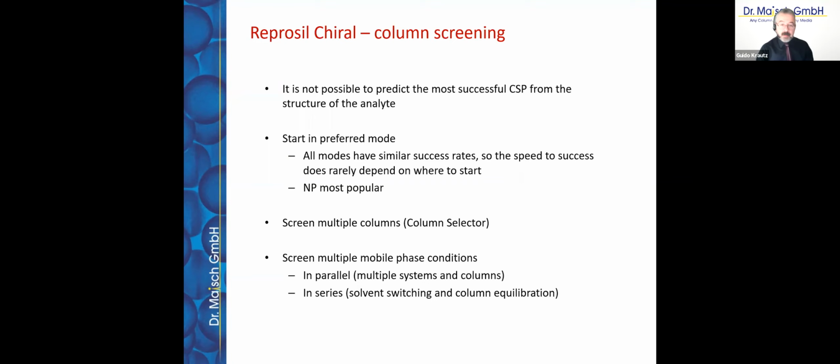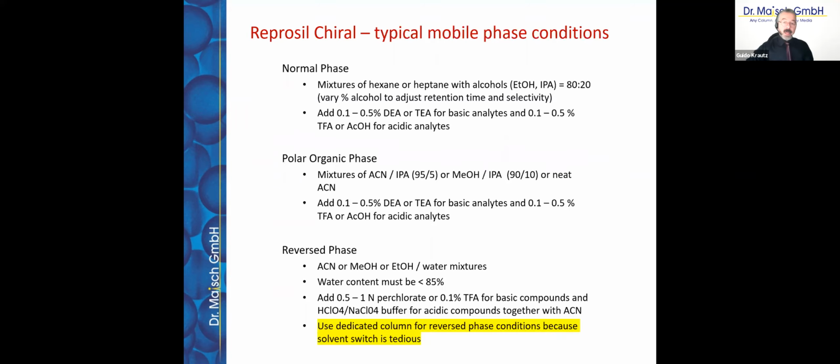So ideally, you screen multiple columns and multiple conditions, because not only are the columns orthogonal to each other, but they are also orthogonal to each other when you use different mobile phase conditions. So you can screen your columns in parallel using a column selector, or in series by switching the column and your mobile phase conditions. So here are some recommended starting conditions for the different modes.